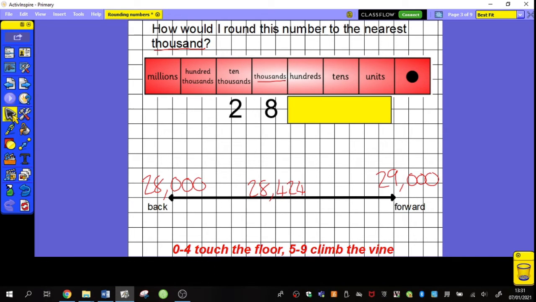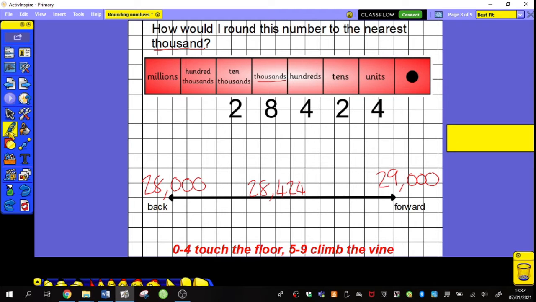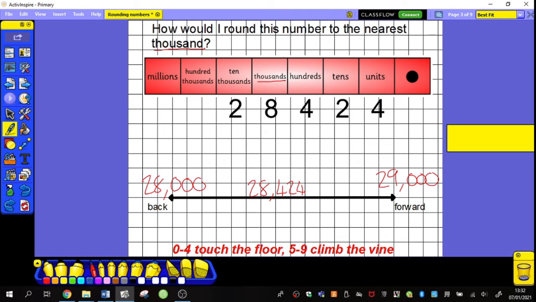So once I have found my multiples of 1000, both counting back and counting forward, then I need to decide which one my 28,424 rounds to, because I haven't answered the question yet. Now in order to do that, I'm going to use my phrase at the bottom. 0 to 4, touch the floor. 5 to 9, climb the vine. So my question is asking me to round the number to the nearest 1000. That means that my hundreds column is the column that's going to determine whether I round forward or back. So it's always the column behind.